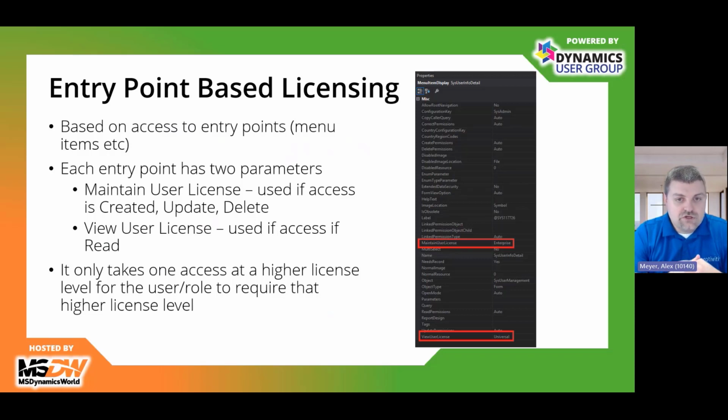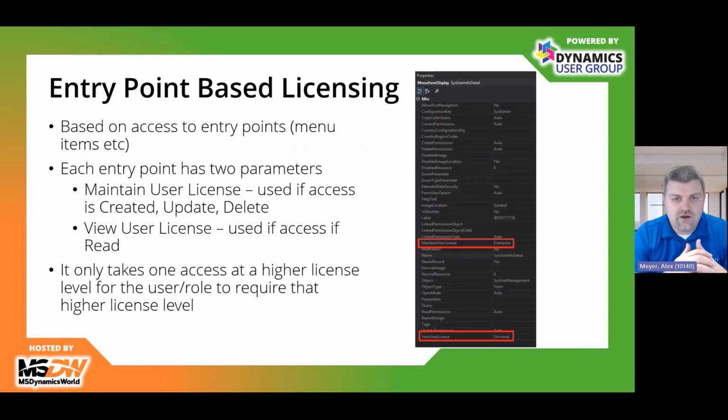So if we take a look at the example we have here, the sys user info detail menu item, if I assign this to a particular role, duty, or privilege, and I assign it at a read level, this object is only going to require a universal license, which is a team member license in F&O. But if I assign this at a create, update, or delete level to a role, duty, or privilege, then it's going to require an enterprise license, which is an operations level license, which is the highest.